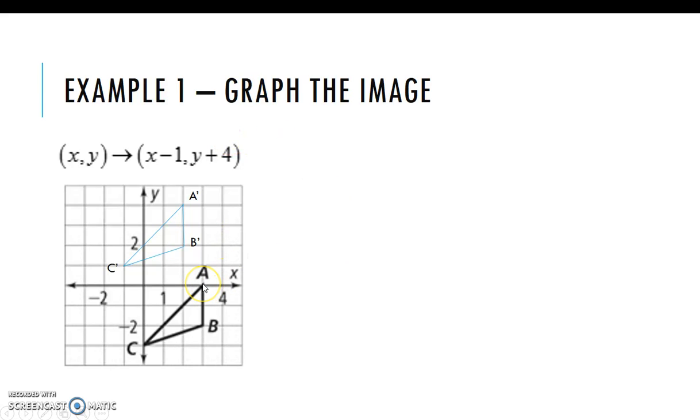So here's point A of my pre-image. Its coordinates are 3, 0. If we take 3 and subtract 1, we get 2. The Y coordinate is 0, and 0 plus 4 is 4. And so it's going to map to 2, 4. Or technically, we're going to go back 1 and up 1, 2, 3, 4. We'll repeat that for each vertex, A, B, and C. And so here we have an isometry, or a translation, which takes the pre-image and moves it to the left 1 and up 4.